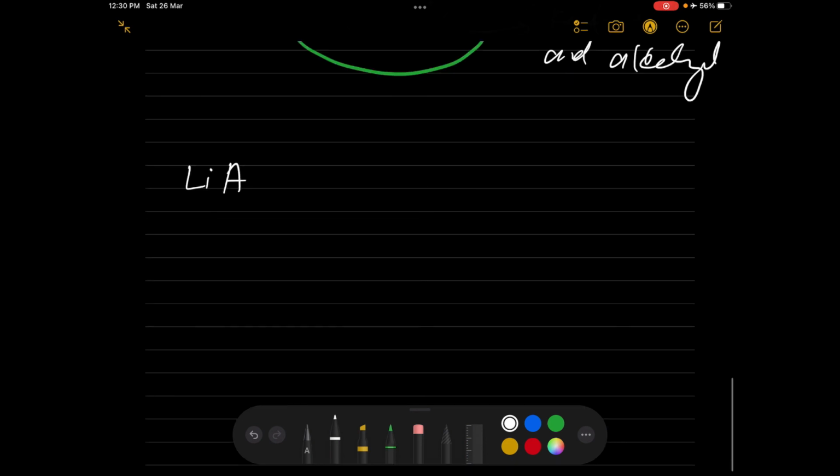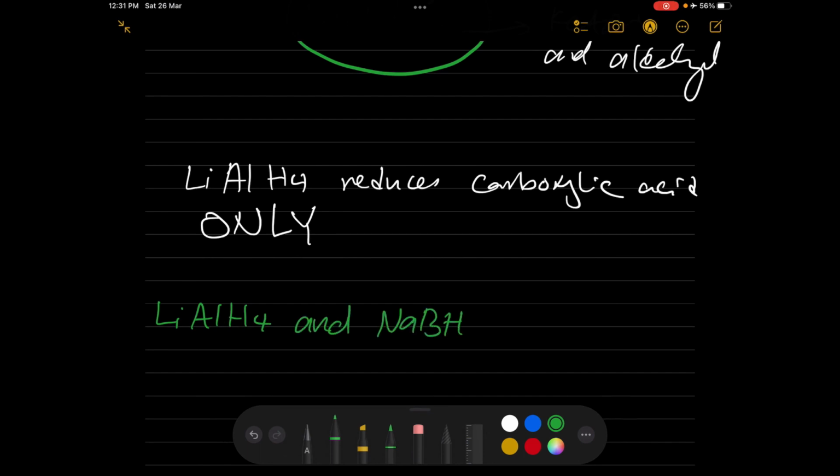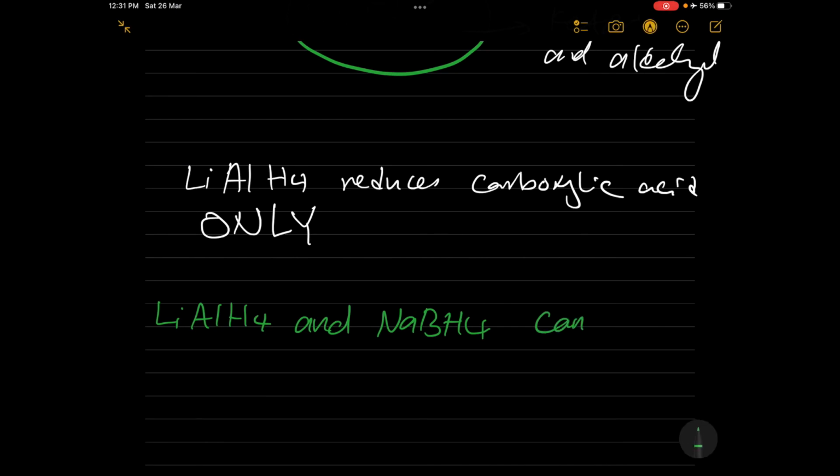Lithium tetrahydroaluminate reduces carboxylic acids, but you can use lithium tetrahydroaluminate and NaBH4 to reduce ketones and aldehydes. Okay, so this is the main topic that you have to put in your mind.